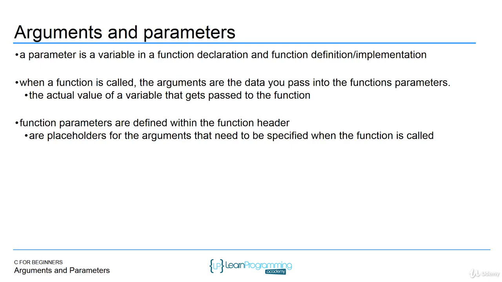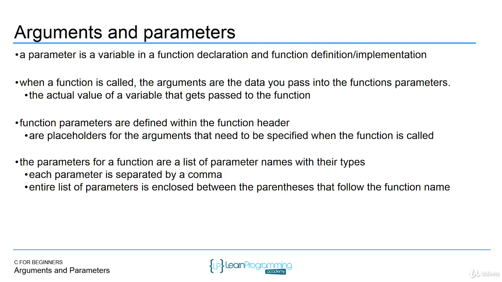Parameters have to do with the function definition and declaration. Arguments are when you call the function, when you invoke the function, the data that you're passing. So arguments are used when you invoke. You'll say, these are the arguments that are going to my function. And when the function receives that data, those are referred to as the parameters.